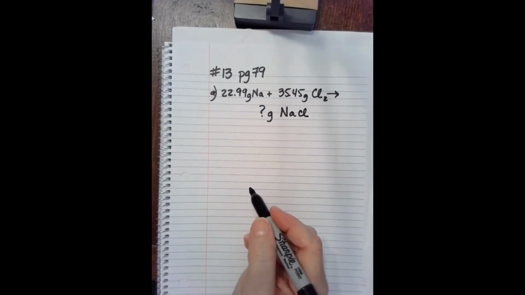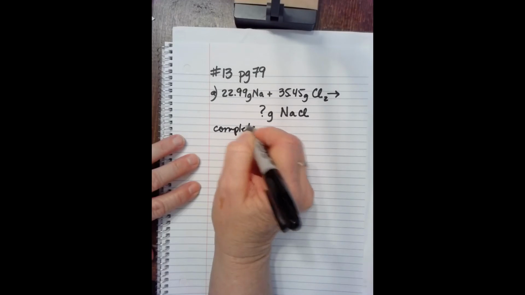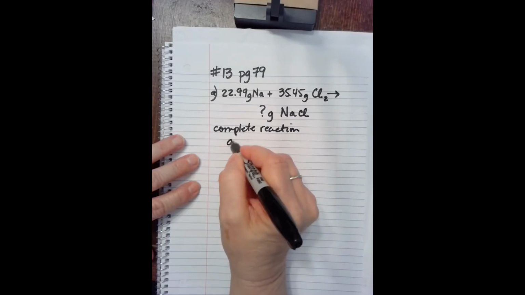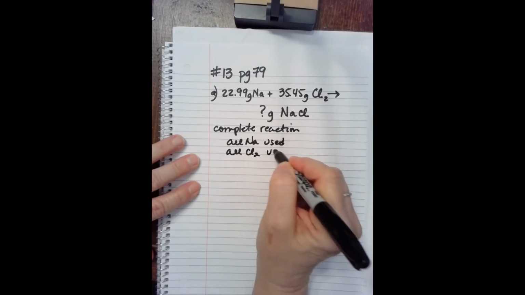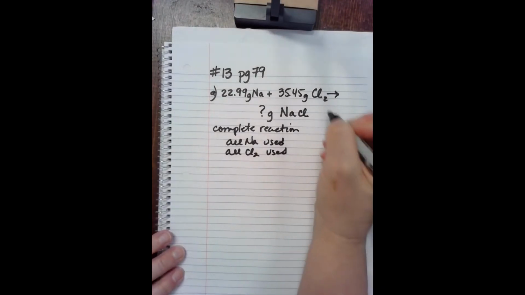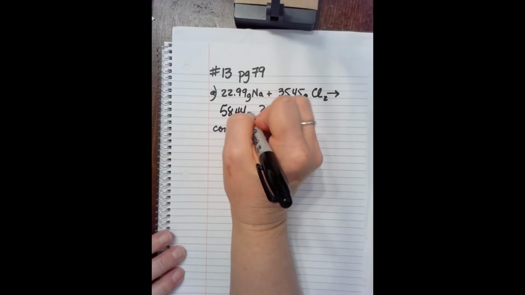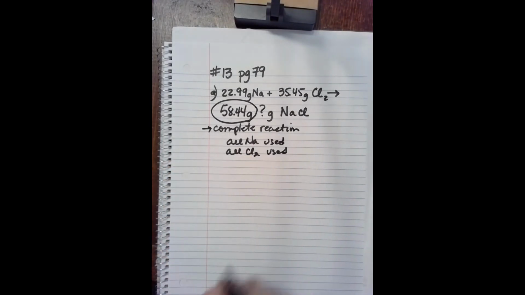Well, if it says a complete reaction, these are code words. Complete reaction here means everything got used. All sodium used, all chlorine was used, right? So all we're going to do is add that up. So we're going to do 22.99 plus 35.45, okay? So our mass of NaCl is 58.44 grams, because of those code words, complete reaction.